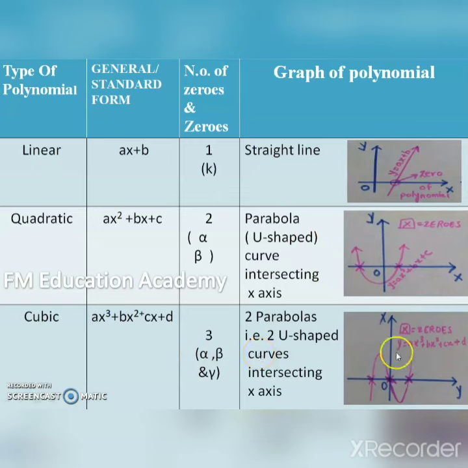Always, the quadratic polynomial will have a U-shaped curve. It can be either open upwards or open downwards. So where is the x-axis meeting the curve? The x-axis is meeting the curve at 2 points, 1 point and 2 points. So these are my zeros from the graph.